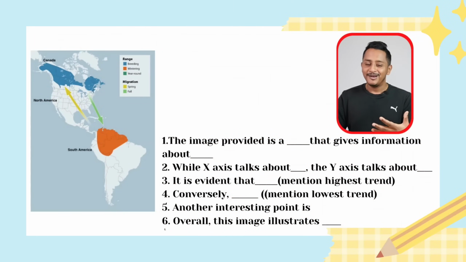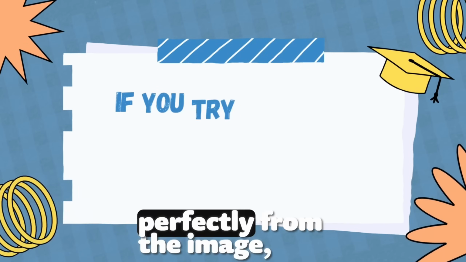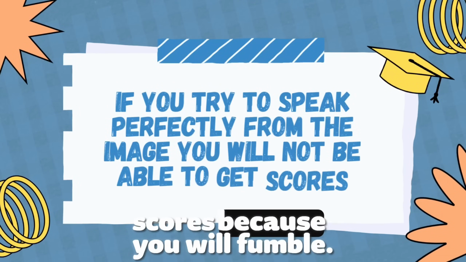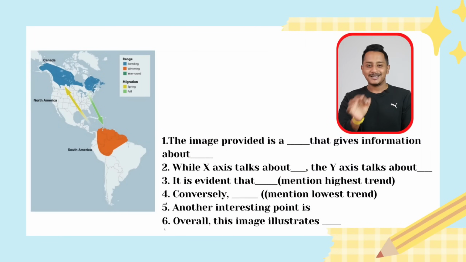You have to go in a flow. Whether you're speaking perfectly from the image or not is not going to make a huge difference towards your scores. Well, if you try to speak perfectly from the image, you will not be able to get scores because you will fumble. Not even once I fumbled. And trust me, I have only spoken this image once on Thursday's class. Today is Saturday. I have actually forgotten what I spoke, but still I'm able to speak. So this is the truth.